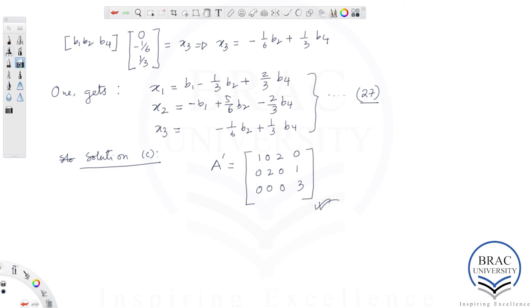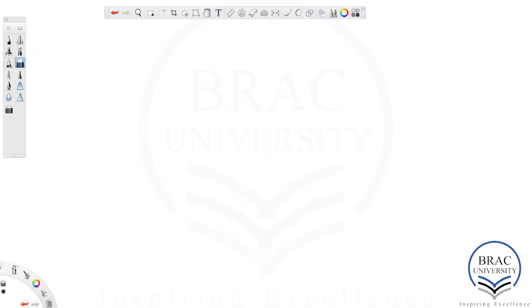Okay, for part D, the final part of this example 3, solution of part D. From theorem 3 in this lecture, we know that we denote by Pj the jth column of this invertible matrix P, which is the same as the coordinate matrix of alpha prime j relative to the basis B.